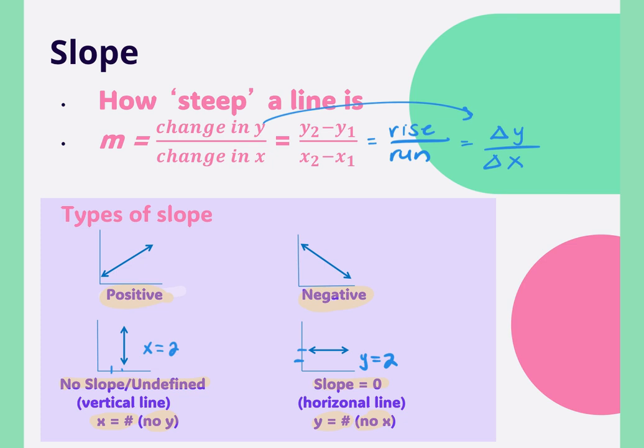Those are things you have to just have memorized, especially the undefined one, if it's a vertical line. It's not like you can plug in points there because you won't have both the x and the y. So you'd have to know vertical is x equals and vertical is undefined slope or no slope.